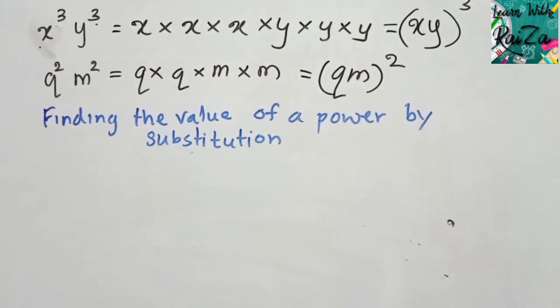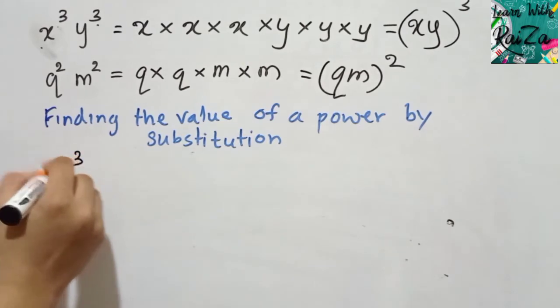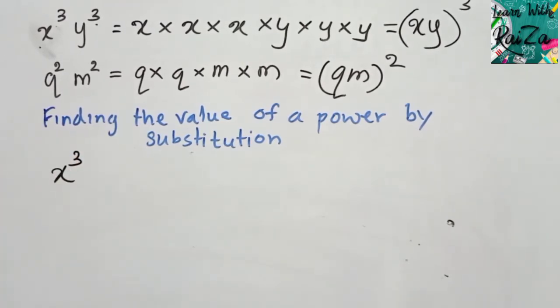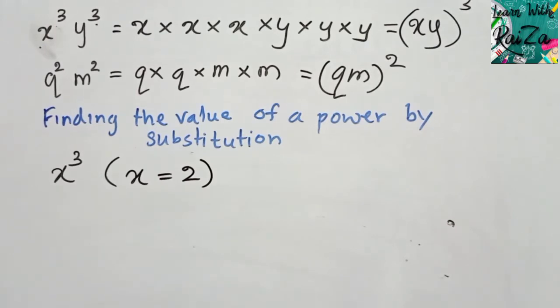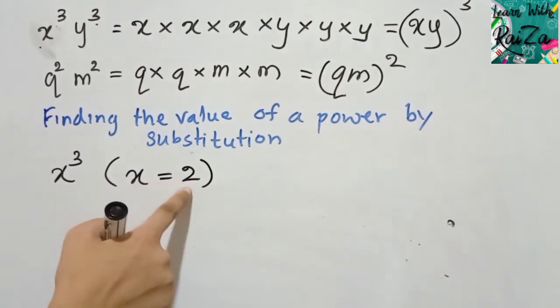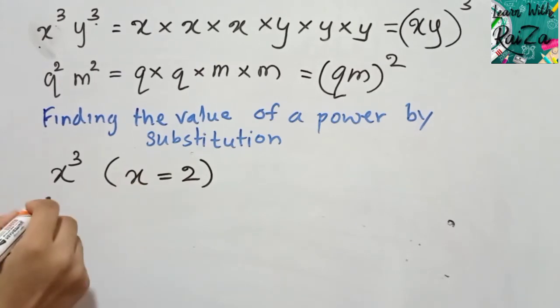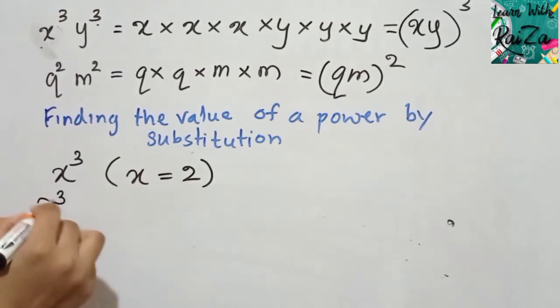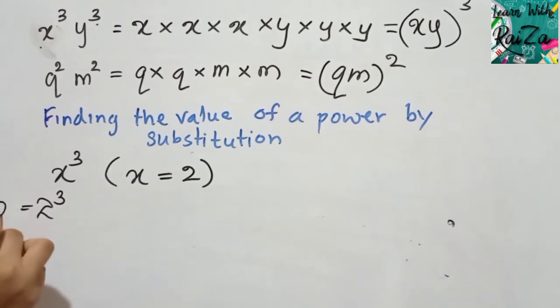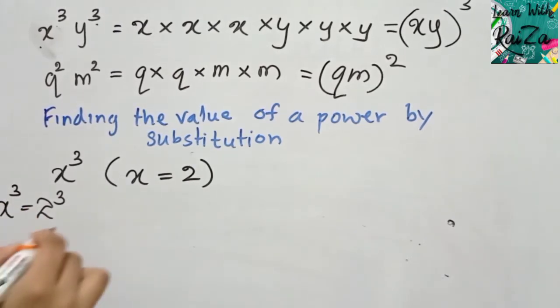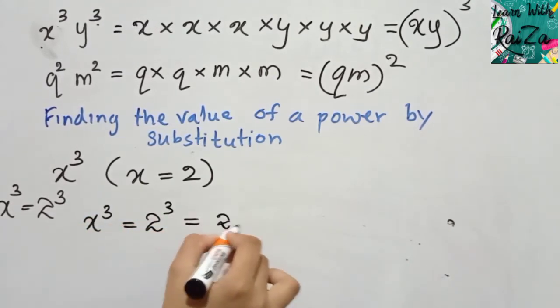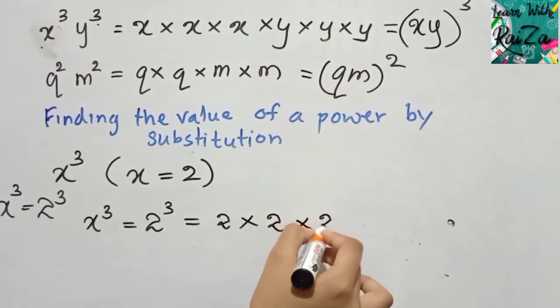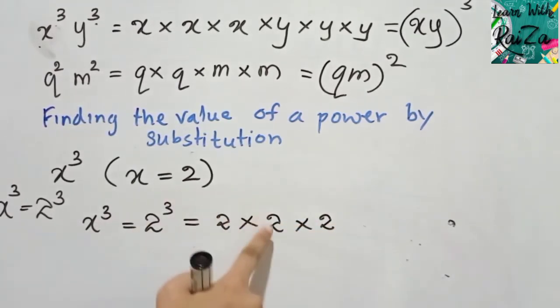As usual, we'll take the letter x, x to the power 3, let's say. Assume now that x is the number 2. This is called substitution. You are substituting the value, number 2, instead of x. I can write this as 2 to the power 3, which is equal to x to the power 3. So x to the power 3 is equal to 2 to the power 3, equal to 2 multiplied by 2 multiplied by 2, which means x multiplied by x multiplied by x.